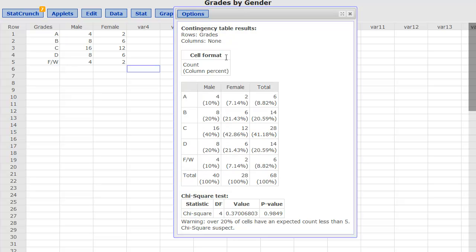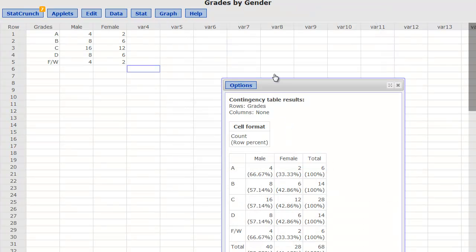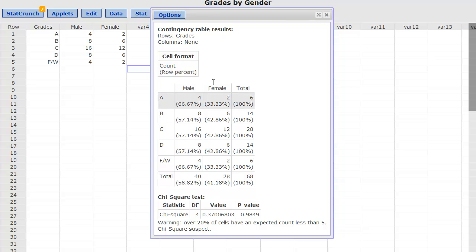But I could look at these. So what I'm going to do is I'm going to go up to my options, I'm going to click edit, and I'm just going to change it to a row percent from a column percent, okay? And click compute. Now I'm still calculating for the column, but now you can see I've got 40 males and 28 female students, okay? But 58.82% are male and 41.18% are female out of 100 total students here, right?